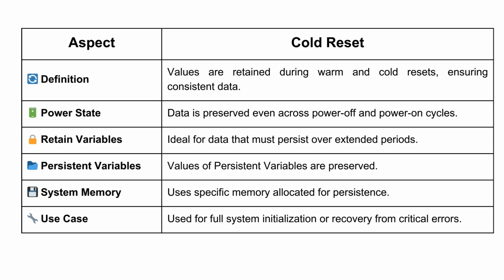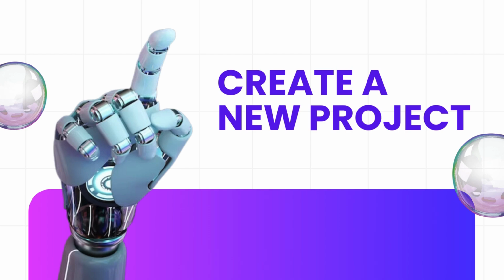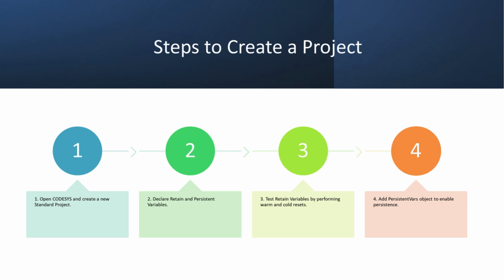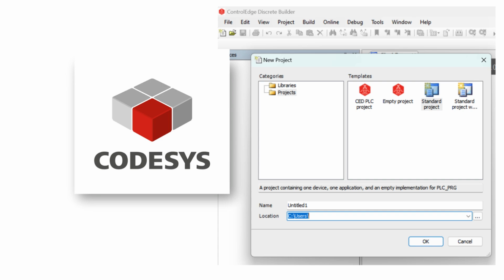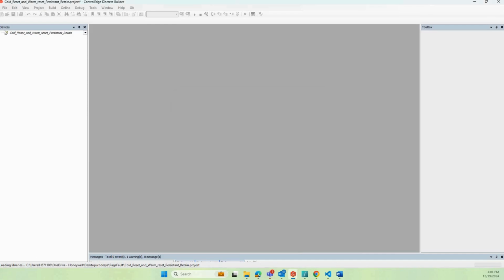Let's create a project in Codesys. Now that we understand these variables, let's put this knowledge into action. Step 1, create a new project. First, open Codesys and click on File, New Project. Second, choose Standard Project, give it a name like Retain and Persistent Variables, and select your target device. Third, click OK, and boom, you're ready to roll.